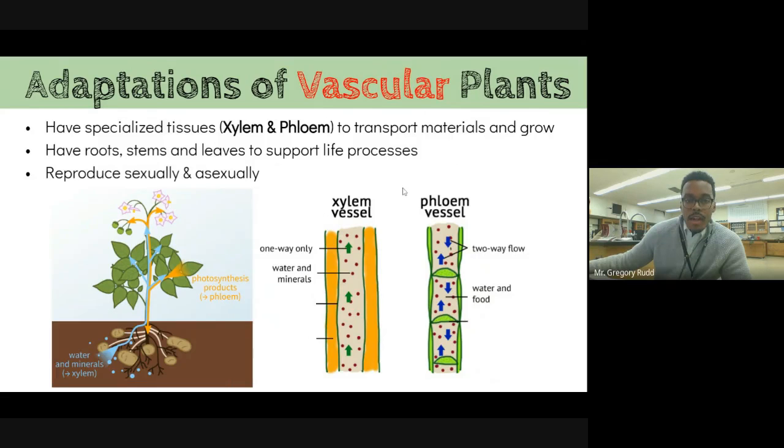The phloem, on the other hand, allows things to flow down. So the phloem is going to carry glucose, which is produced in the leaves during photosynthesis, down to the rest of the plant so that the roots will have energy to do this absorption. And vascular plants can also reproduce sexually and asexually.